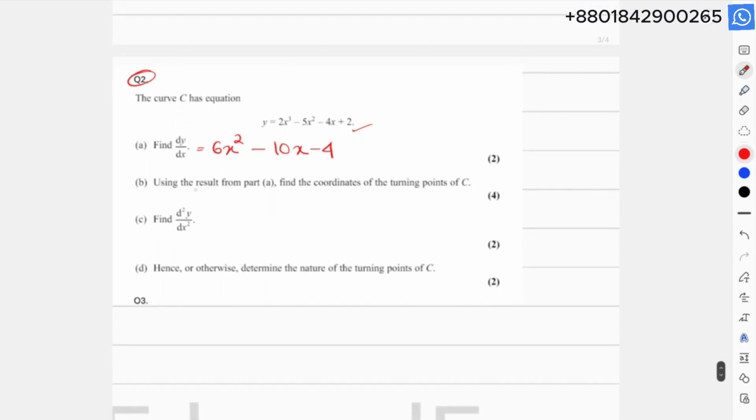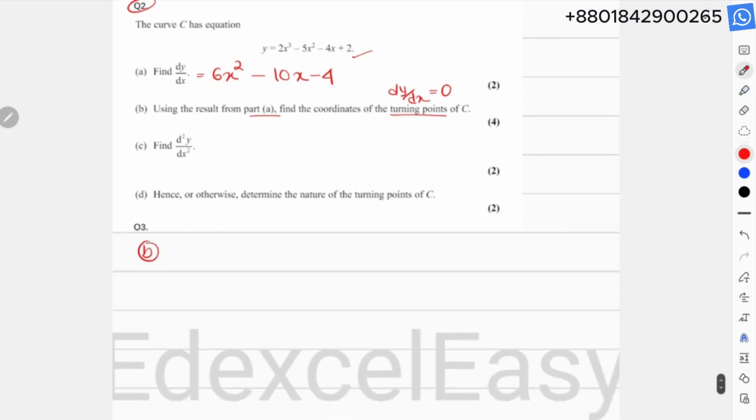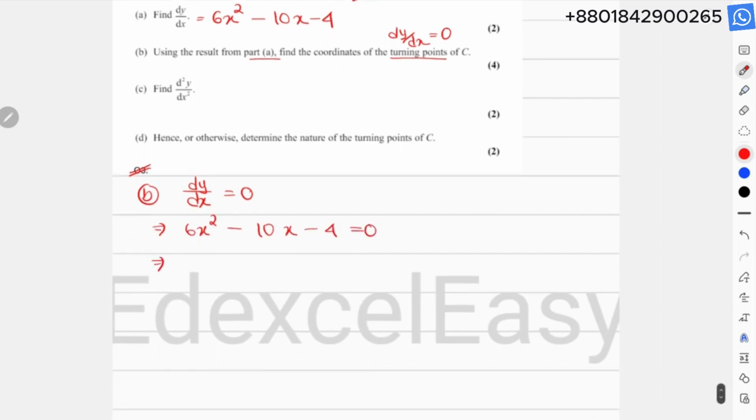Okay, and again it says, using the result from part A, find the coordinates of the turning point. As we have already stated, in turning points, stationary points, maximum points, minimum points, in all these cases your dy over dx is equal to 0. So we're going to use that concept over here. For part B, dy by dx equals 0, which is 6x squared minus 10x minus 4 equals 0, which is eventually going to be, I'm going to split the 6 and 6x squared, 6x, 4x, 4, equals 0.